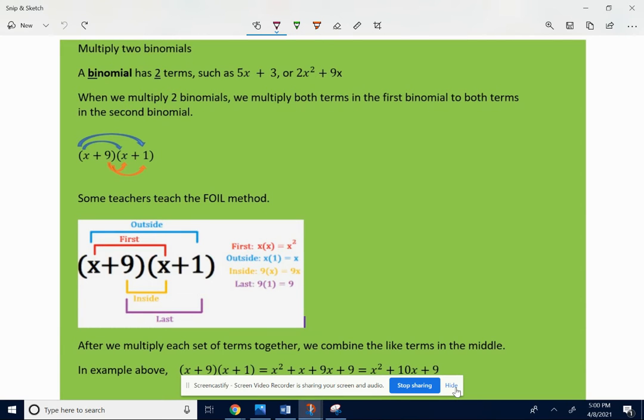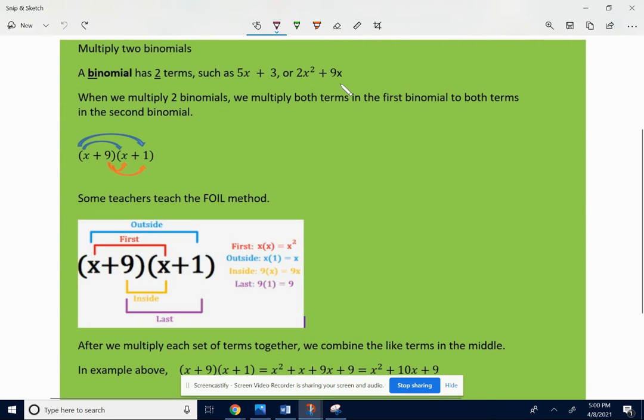Okay, this video is to help you on the IXL lesson, multiply two binomials. First thing you need to know, a binomial is a polynomial with two terms. Bi means two. So here's two terms added or subtracted together, 5x plus 3. Here's another one, 2x squared plus 9x. Two terms added or subtracted together.